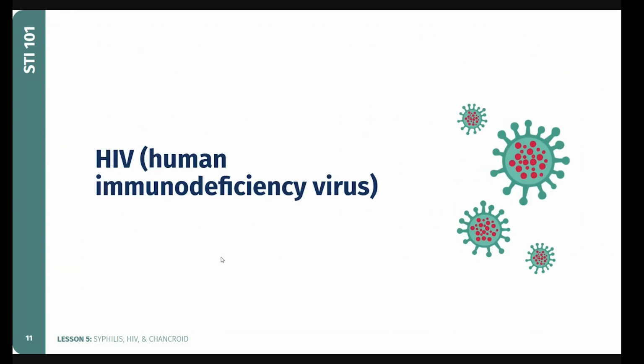HIV, or human immunodeficiency virus, is a virus that attacks the body's immune system. If HIV is untreated, it can lead to AIDS, acquired immunodeficiency syndrome. There is currently no effective cure. Once people get HIV, they have it for life. With proper medical care, HIV can be controlled. People with HIV who get effective HIV treatment can live long, healthy lives and protect their partners.